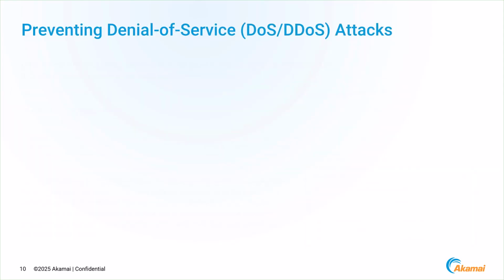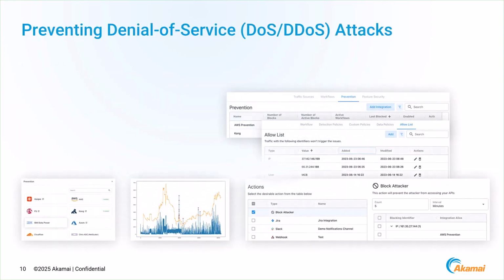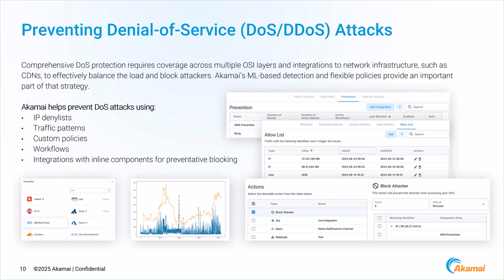Comprehensive denial of service protection requires coverage across multiple OSI layers and integrations to network infrastructure, such as CDNs, to effectively balance the load and block attackers. Akamai's machine learning-based detection and flexible policies provide an important part of that strategy. Akamai helps prevent denial of service attacks using IP deny lists, traffic patterns and custom policies, workflows and integrations with inline components for preventative blocking.